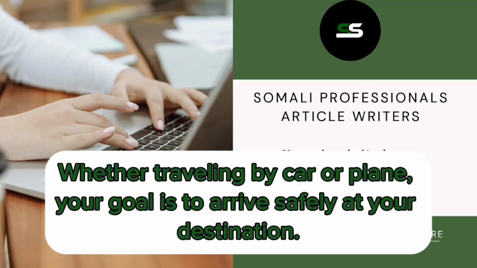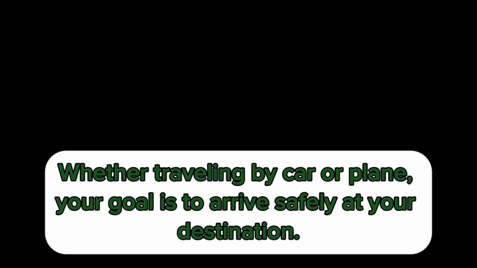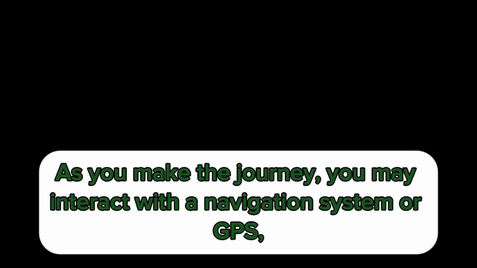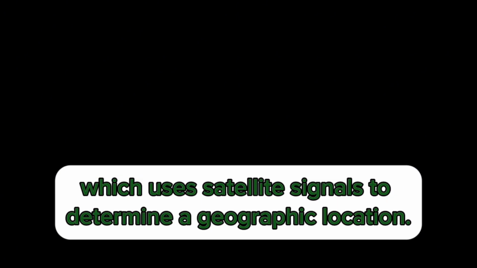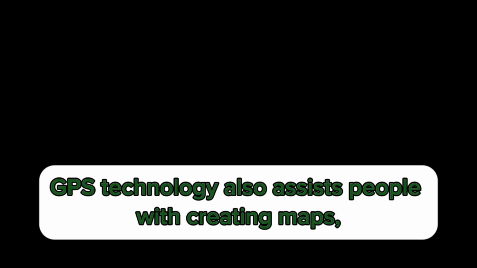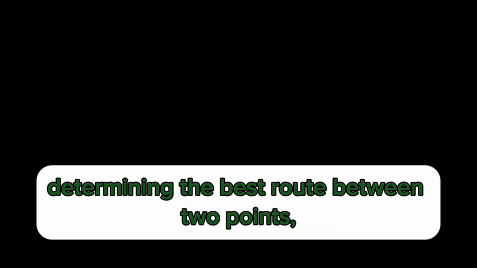Travel. Whether traveling by car or plane, your goal is to arrive safely at your destination. As you make the journey, you may interact with a navigation system or GPS, which uses satellite signals to determine a geographic location. GPS technology also assists people with creating maps, determining the best route between 2 points, locating a lost person or stolen object, monitoring a person's or object's movement, determining altitude, calculating speed, and finding points of interest.